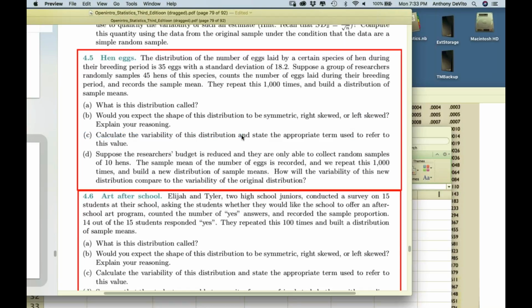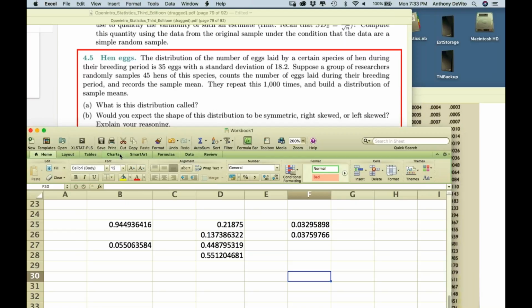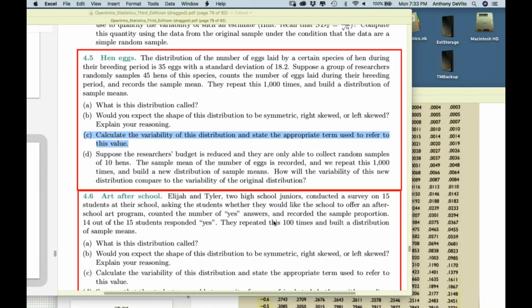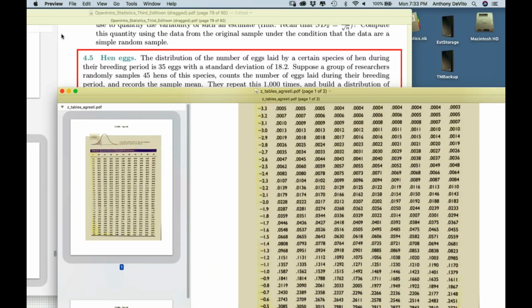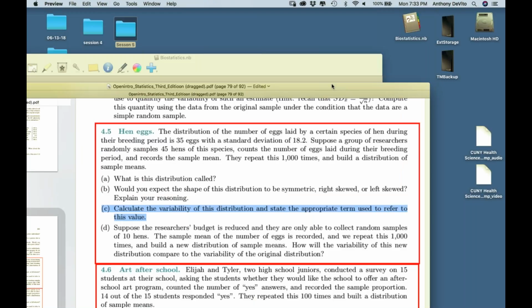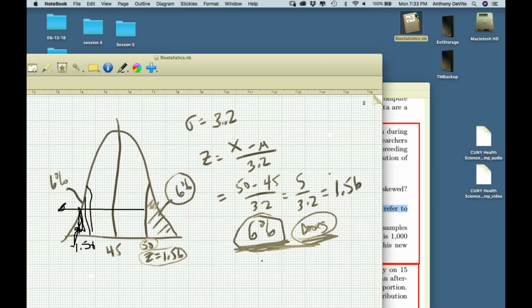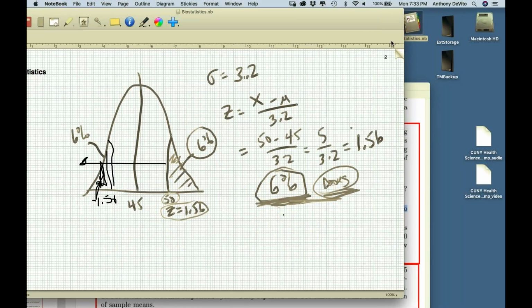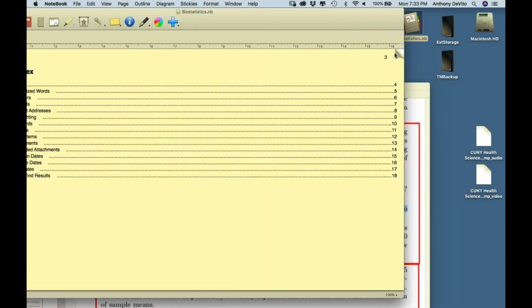So we know that the population standard deviation is 18.2. Can we figure out what the standard deviation is for the sample means? And what would that be called? What's the appropriate term that we would use for that? Standard error, great. Thank you very much. I appreciate that. Okay, so let me open something up here so I can write. Okay. I'm going to actually calculate it.